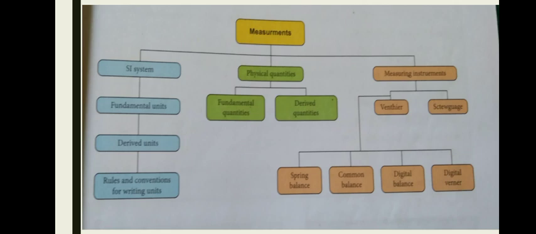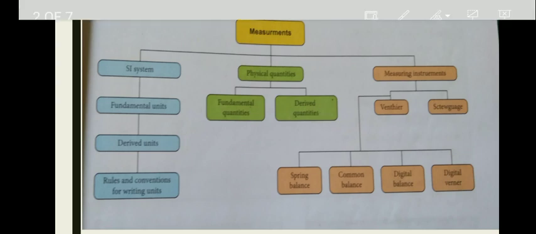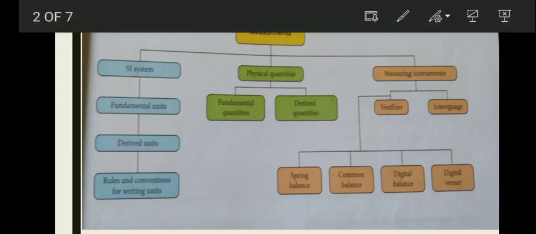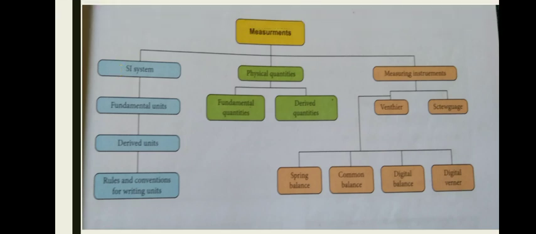In lesson 1, what are the things we are going to study? Physical quantities, that is fundamental and derived quantities. Quantities which cannot be expressed in terms of any other physical quantity are called fundamental quantities. For example, length, mass, time, temperature. A derived quantity can be expressed in terms of fundamental quantities. And the SI unit is a standardized international unit system.